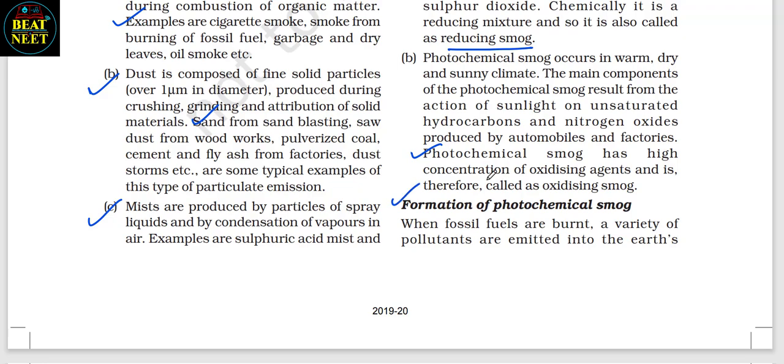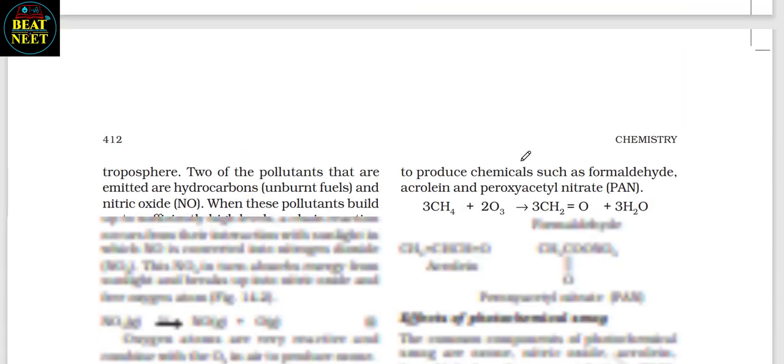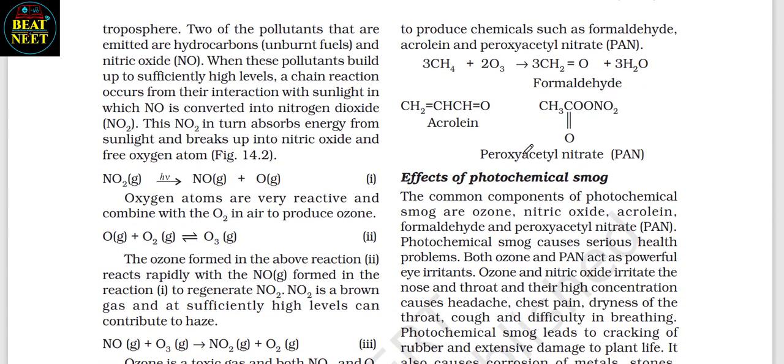Formation of photochemical smog: when fossil fuels are burned, a variety of pollutants are emitted into the Earth's troposphere. Two of the pollutants that are emitted are hydrocarbons, unburned fuels, and nitric oxides. When these pollutants build up to sufficiently high levels, a chain reaction occurs from their interaction with sunlight in which NO is converted into the nitrogen dioxide, NO2. This NO2 in turn absorbs energy from sunlight and breaks up into nitric oxide and a free oxygen atom.